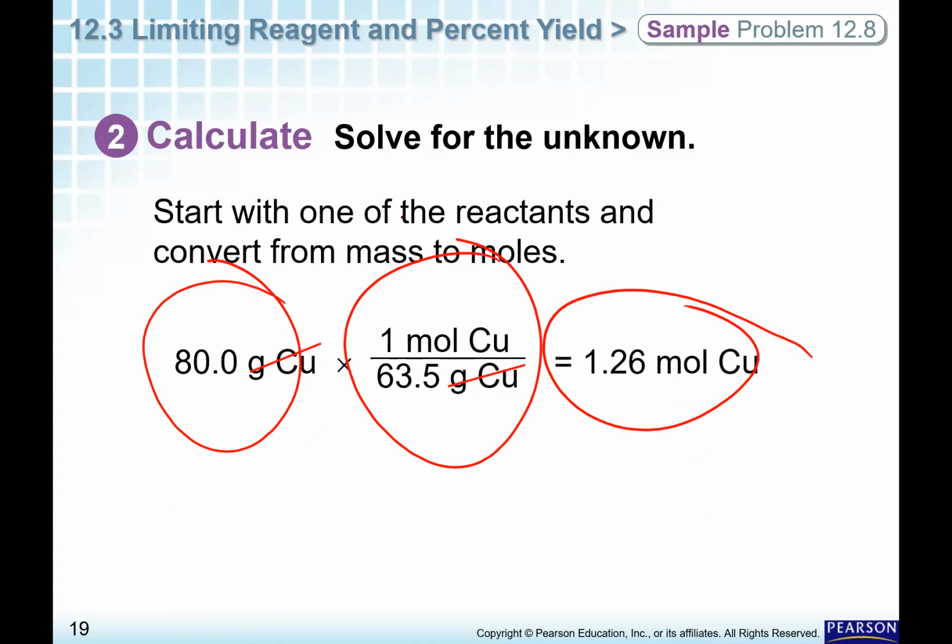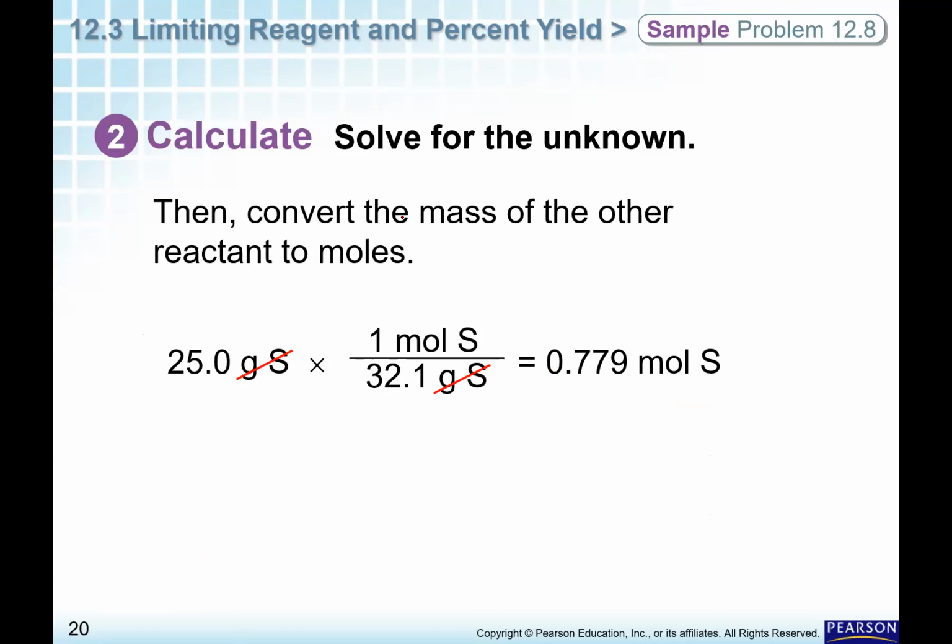Okay? Now we have 1.26 moles of copper. That's what I have. And the sulfur, how many moles do I have? 0.779, so what Mohammad said is correct. We have 0.779 moles of sulfur and 1.26 moles of copper. That means the sulfur will be consumed first, so the sulfur is indeed the limiting reagent. Is this true, Mohammad? Yes, Doctor.